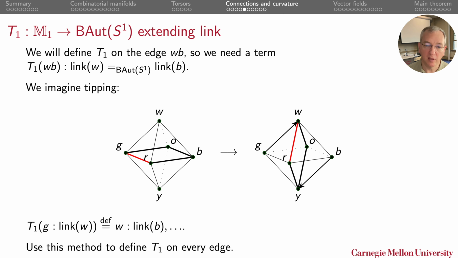So let's use the octahedron, and we will extend link to edges. So let's start by just defining T1, the extension of link, on one edge, WB. If we want to define T1 on an edge, we need a term, we need a path between link of W and link of B. Right? T0 maps W to link of W, B to link of B, and we need an isomorphism between those two. These 2 squares. We can do that by visualizing tipping the equator square into this vertical line of longitude square.